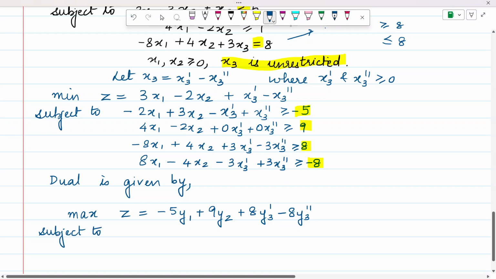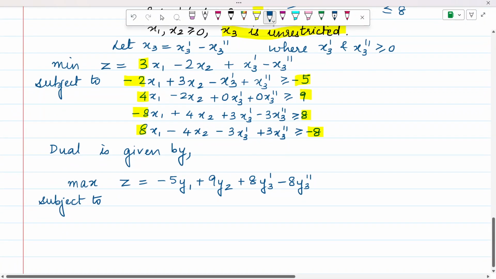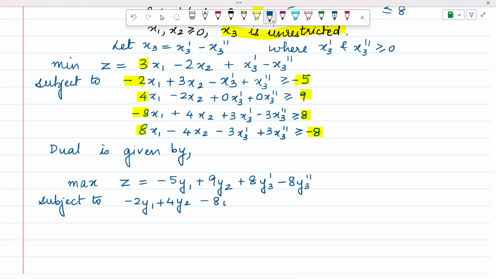we'll take the coefficients of x1, 1, 2, 3 and 4 coefficients, and they'll be less than or equal to 3 because it's a question of maximize. They'll be less than or equal to 3. So negative 2y1, positive 4y2, negative 8y3 prime, positive 8y3 double prime, and because of maximize, this will be less than or equal to coefficient of x1 from the objective function, that's 3.